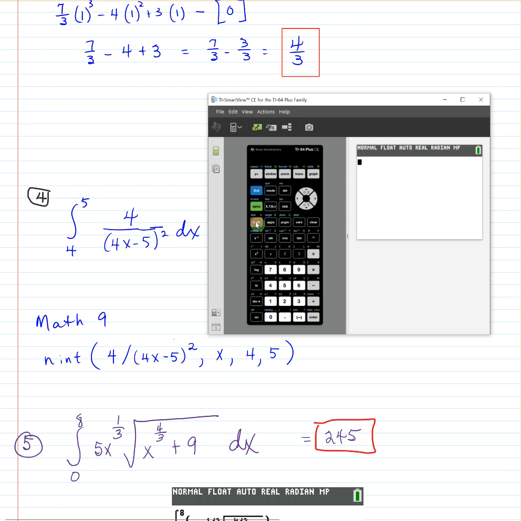I'm going to hit math, and we want number 9. That's an integral, so we'll hit 9. When we do, we get this nice little icon, so we're going to put 4 there, and hit your right arrow, and we'll put a 5 there. We'll come here, and we need to put this function here.